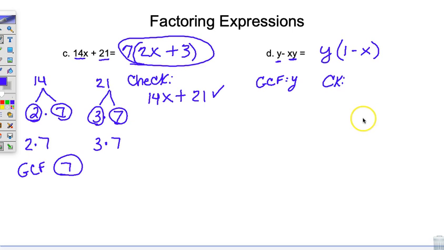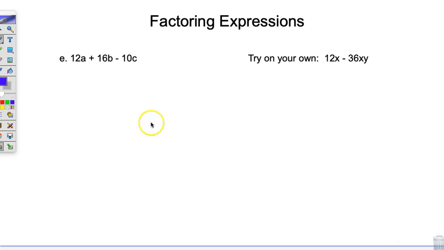Let's go ahead and see if it checks out by applying distributive property. Y times 1 is equal to y. Keep the subtraction sign. Y times x is equal to xy. And it does check out. So let's try a couple more.